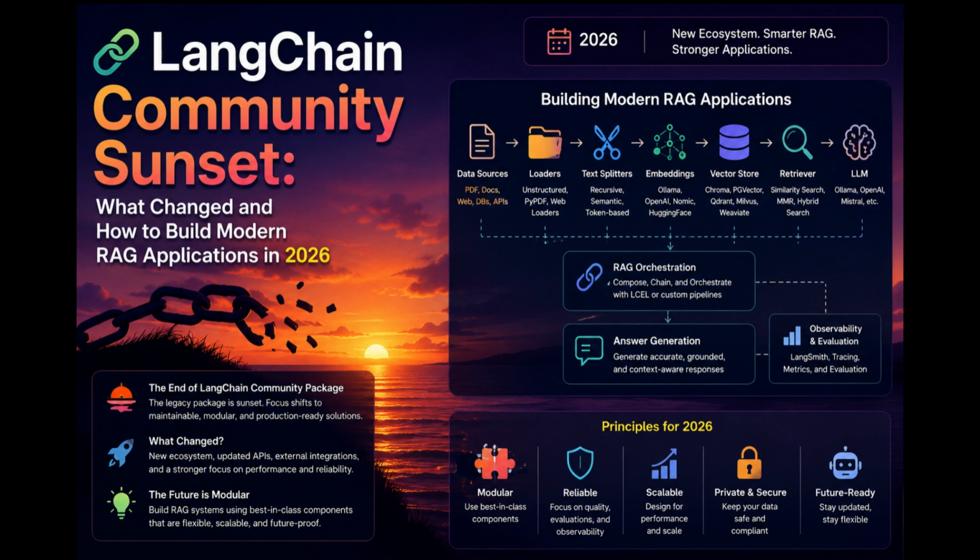Why is the ecosystem moving toward smaller packages? How to build a modern RAG application in 2026. A practical example using FastAPI, Ollama, Nomic embeddings, and ChromaDB.